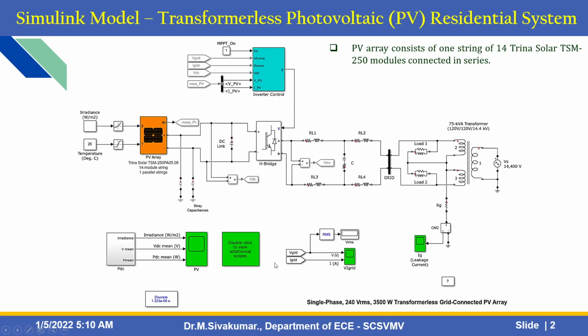This is a Simulink model of a transformerless photovoltaic (PV) residential system. The model contains a PV array, a Trina Solar TSM-250 PA05.08. It has a 14-module string and one parallel string. The inputs are irradiance and temperature, and there is one MPPT-based inverter controller. The PV array consists of one string of 14 Trina Solar TSM-250 modules connected in series. Here there are various scopes available. There is also a 75 kV transformer and a utility grid used in this Simulink model.